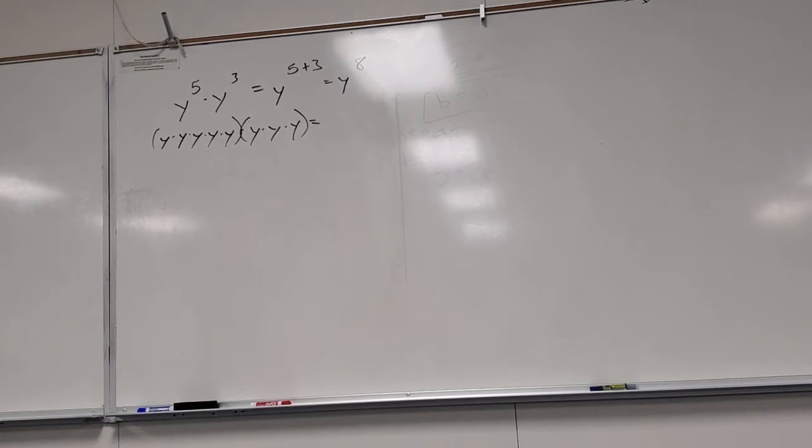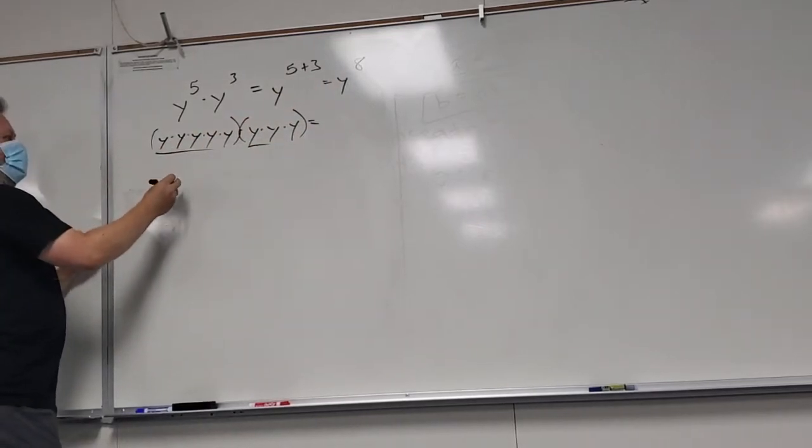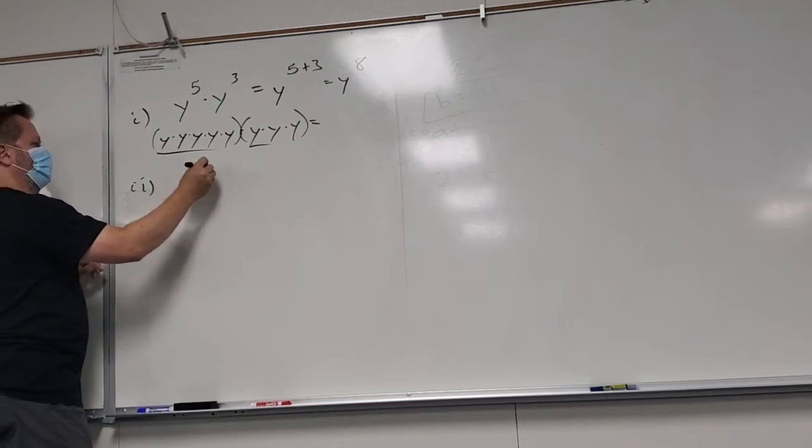It's just because we were lazy. I don't want to write y 800 times, right? I just want to write y to the 800 or whatever. That's much better. So here's 5, 3, and 8. Okay, so what about, so there's one. What would this mean then?